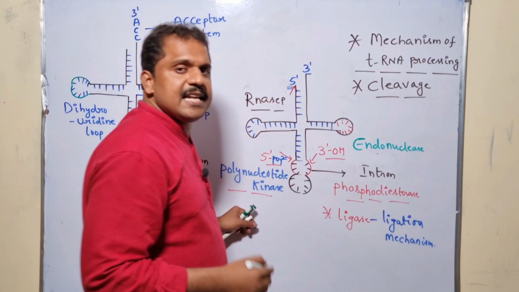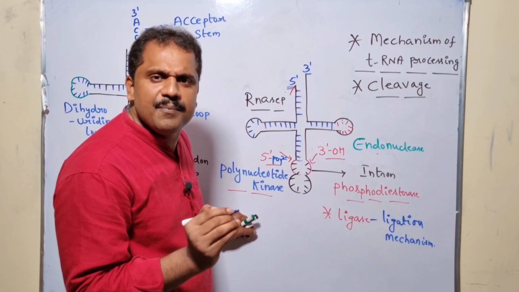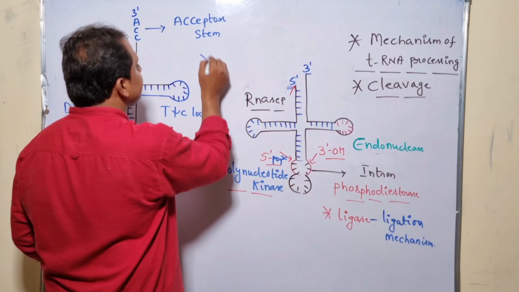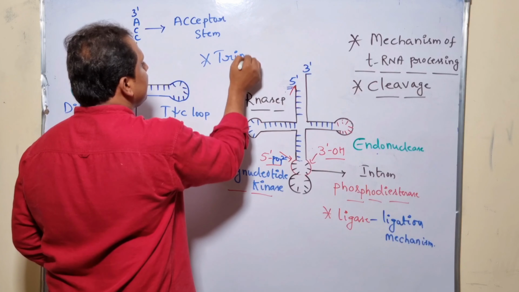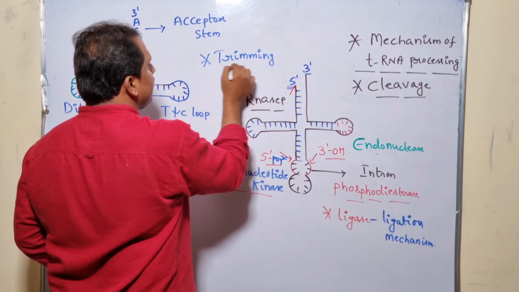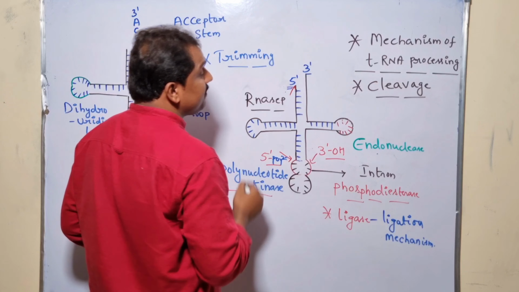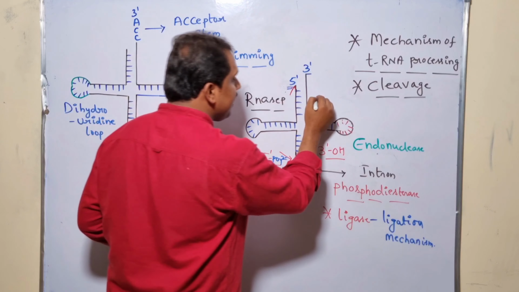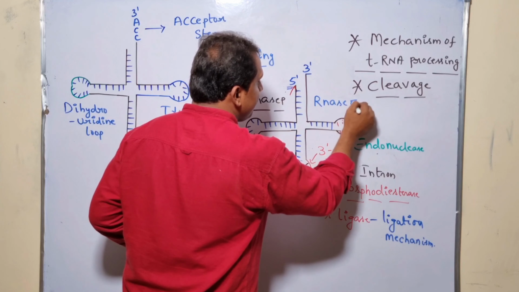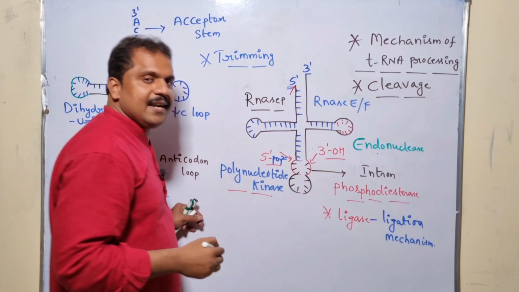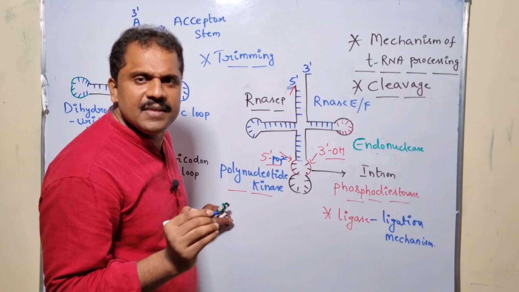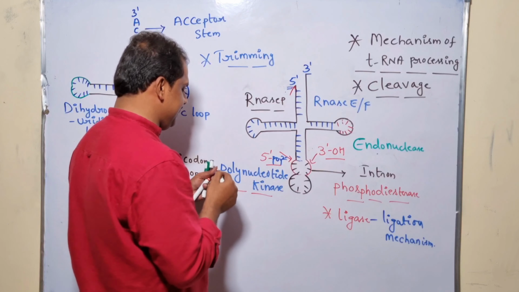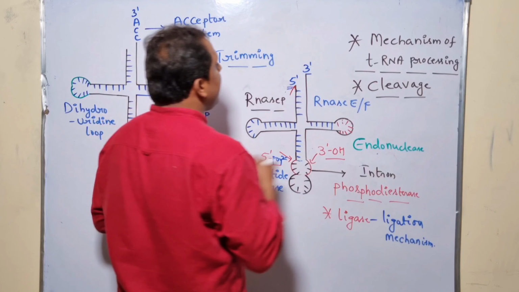Then after, the next specific modification which is a part of the tRNA processing is nothing but what? Trimming. So what is trimming here? Trimming. Here the tRNA processing mechanism not only takes advantage of certain endonucleases like RNase P, RNase E and RNase F, but in addition it also takes advantage of a specific enzyme, which is nothing but what? RNase D, which is an exonuclease. So let me write it here. RNase D.